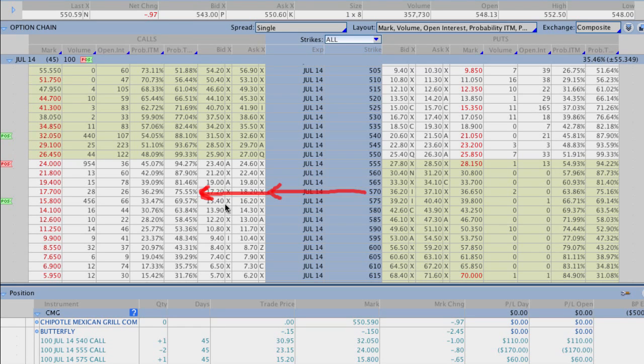So we're directionally bearish on Chipotle. Implied volatility was fairly high, so we went ahead and did a call broken wing butterfly.